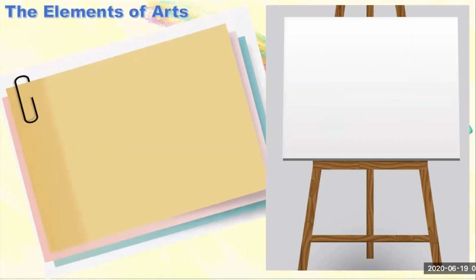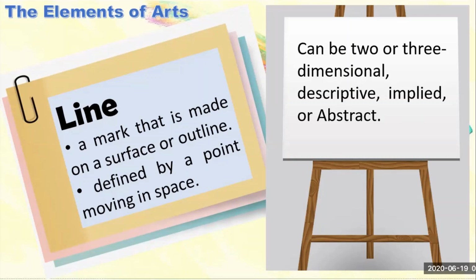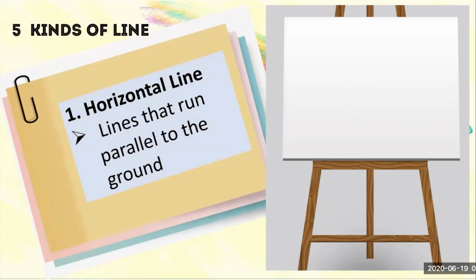The elements of arts: line, a mark that is made on a surface or outline, defined by a point moving in space. Can be 2 or 3-dimensional, descriptive, implied, or abstract. The 5 kinds of line. 1. Horizontal line, lines that run parallel to the ground.